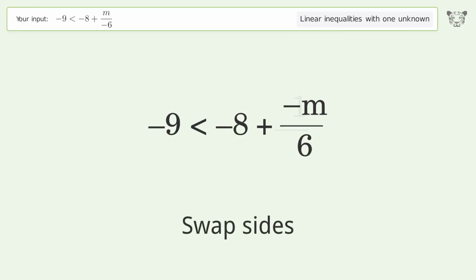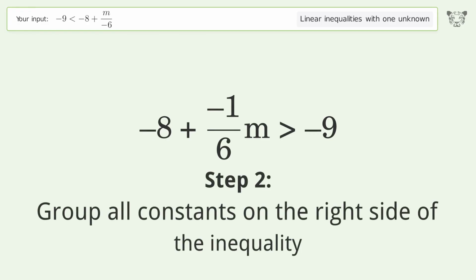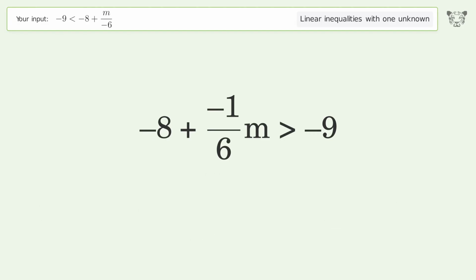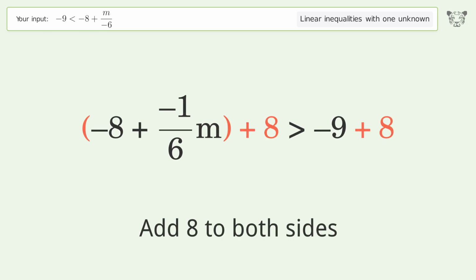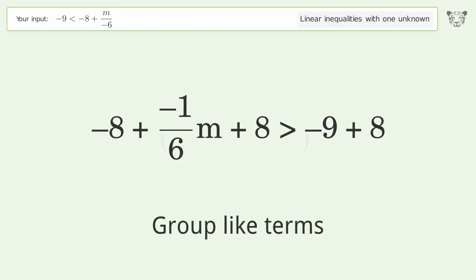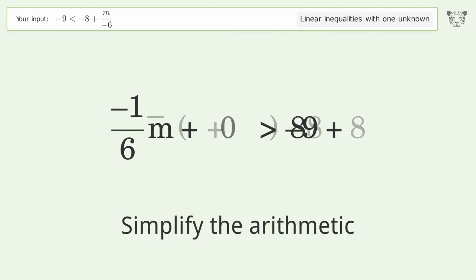Swap sides. Group all constants on the right side of the inequality. Add 8 to both sides. Group like terms. Simplify the arithmetic.